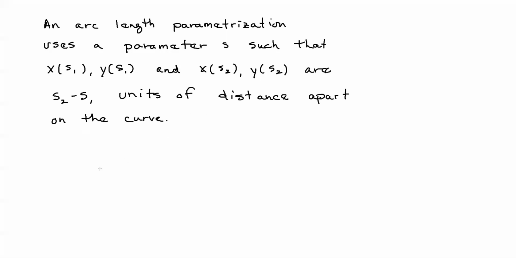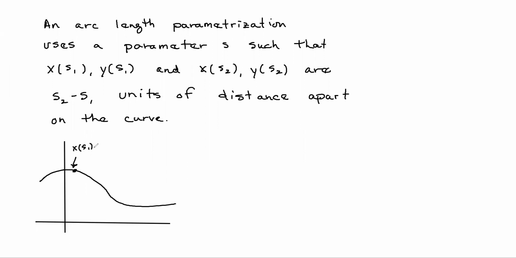Okay, so yeah, let me draw you a picture. If you have a curve, we've got this point here, x of S1 comma y of S1. That's the point that you generate if you plug S1 into the curve. And this point here is x of S2 comma y of S2. That's the point that you generate when you plug S2 into the parametric equation, into the curve.